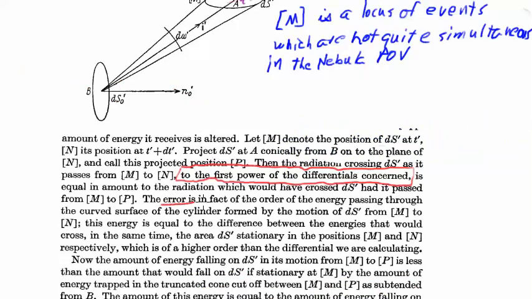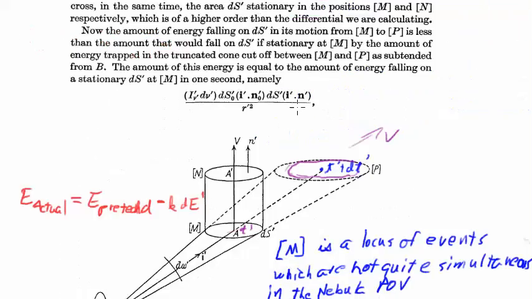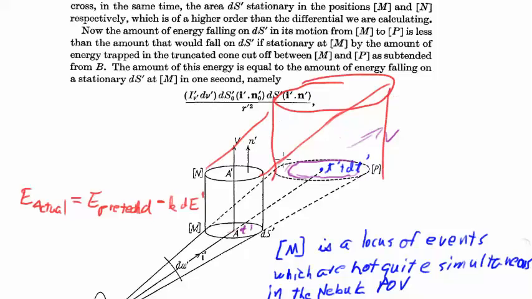The error is in fact of the order of the energy passing through the curved surface of the cylinder formed by the motion ds prime from m to n. Right, something makes me want to extend that up to there and create another cylinder up at the top of this thing, so that we can imagine the amount of radiation that passes through that whole cylinder.